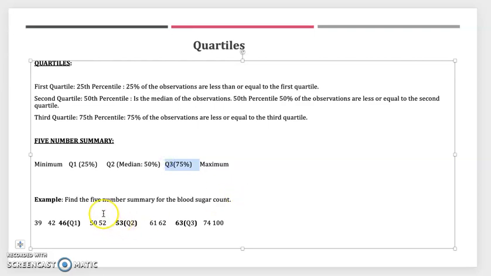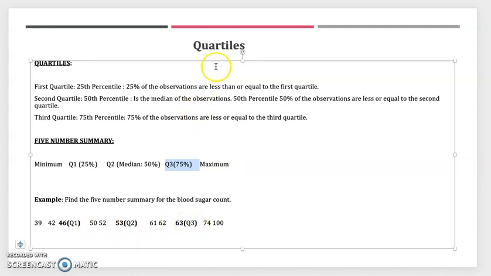For example, the numbers we arrange start from 39 to 100. Since we have 11 numbers, the third number will be the first quartile, then the sixth number will be in the middle, and then here you will have the 75 as the third quartile. So that's the number we have.